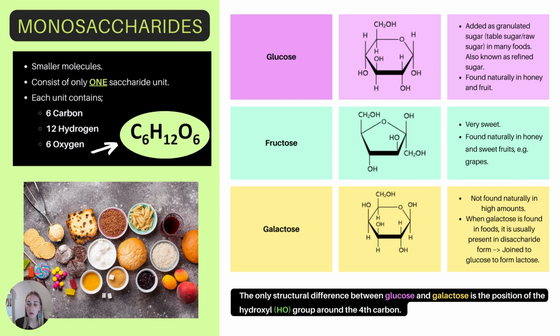You'll notice that the only difference between glucose and galactose is the location of the hydroxyl group, so the group that has the H and the O, on the fourth carbon atom. So you can see glucose at the top, the hydroxyl group is down the bottom of that fourth carbon, and in galactose, it is on the top of that fourth carbon.